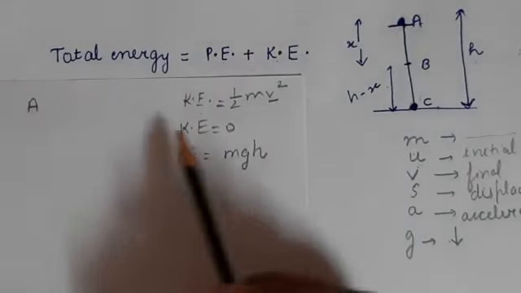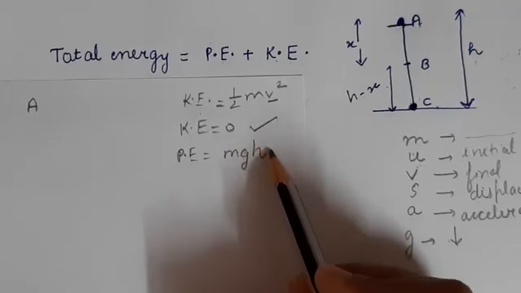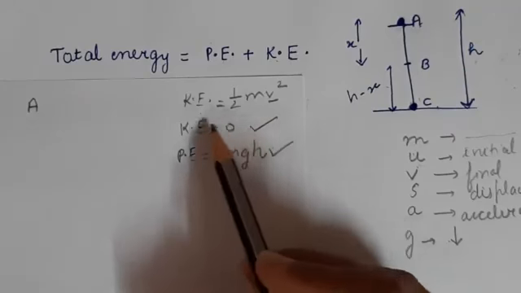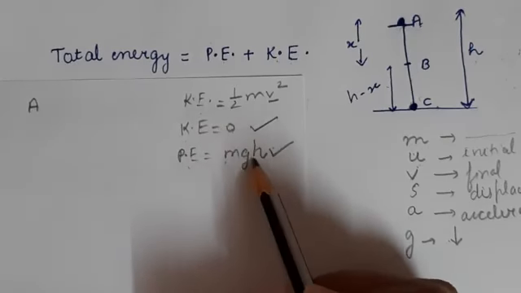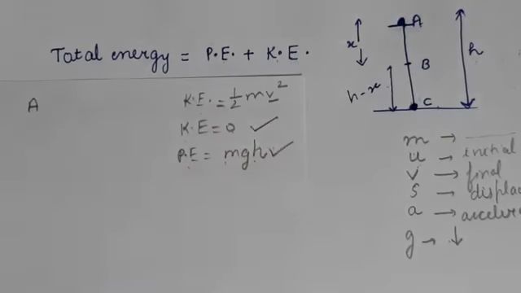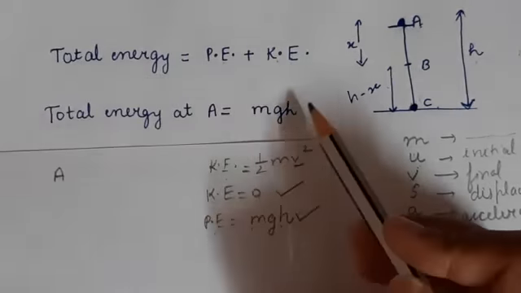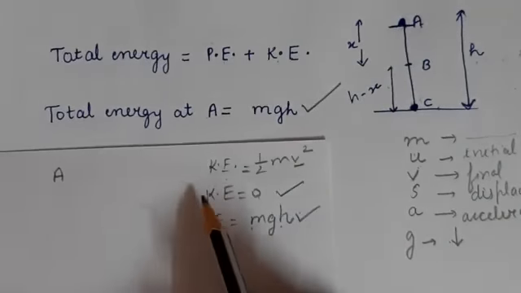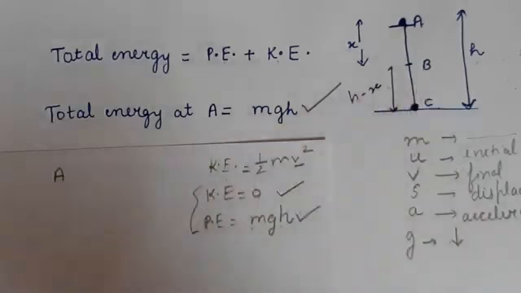So at point A, kinetic energy is 0 because velocity is 0, and potential energy is mgh. So the total energy at point A becomes kinetic plus potential, that is 0 plus mgh, that is mgh. So the total energy at point A is mgh. Clear students? We are adding these two equations. Now we will find the total energy at point B.